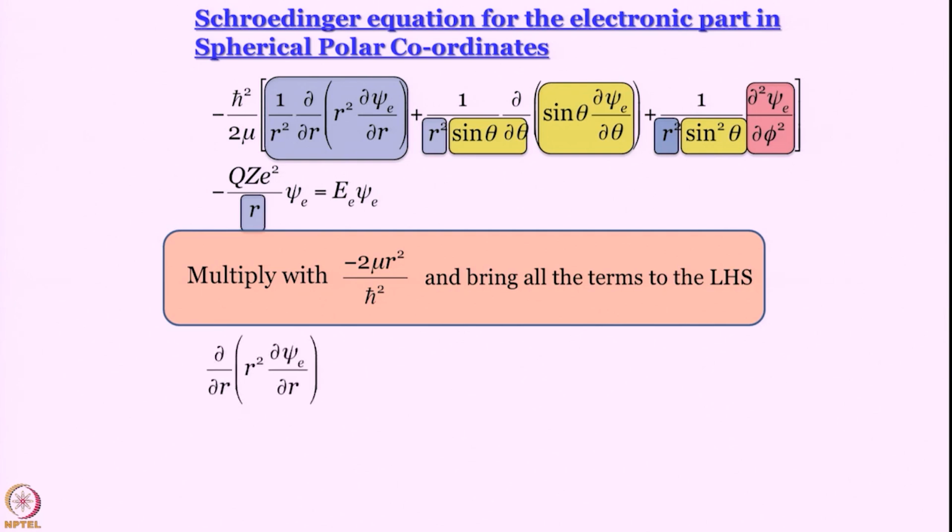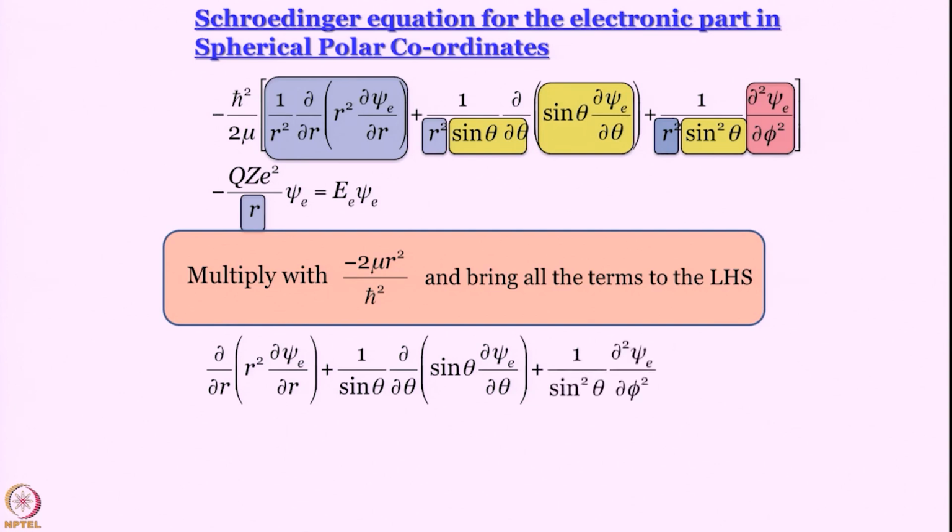First term becomes del r of r square del psi e del r. Yes, you have multiplied by minus 2 mu r square by h cross square. What does the second term become? r square would go, 2 mu would go, h cross square would go. You are left with 1 by sin theta del theta of sin theta del psi e del theta. What about the last term? It becomes 1 by sin square theta del 2 psi e del phi 2.